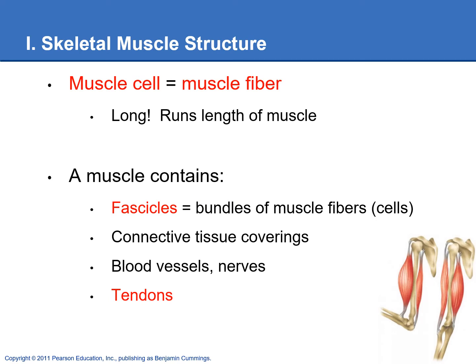So let's take a look at the structure of skeletal muscles. And the muscle cell is also called a muscle fiber. And the reason that is, is because the muscle cell will run the whole length of the muscle. So they're very long, skinny cells, and they look like a fiber or a rope. So that's how they got their other name, muscle fiber. And remember, the tendons are going to connect the muscle to the bone.